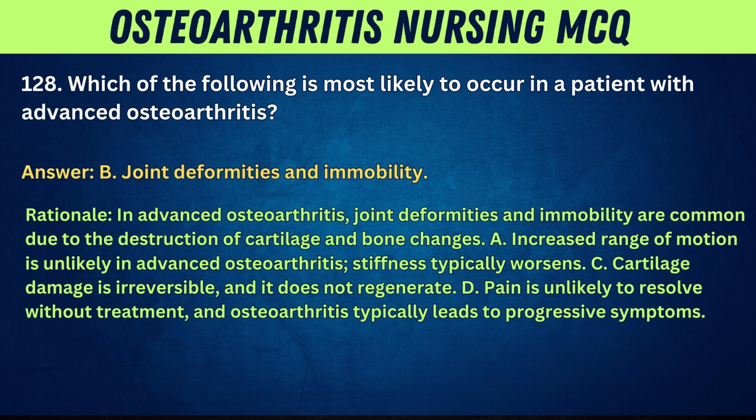Rationale: in advanced osteoarthritis, joint deformities and immobility are common due to the destruction of cartilage and bone changes. A. Increased range of motion is unlikely in advanced osteoarthritis. Stiffness typically worsens. C. Cartilage damage is irreversible, and it does not regenerate. D. Pain is unlikely to resolve without treatment, and osteoarthritis typically leads to progressive symptoms.